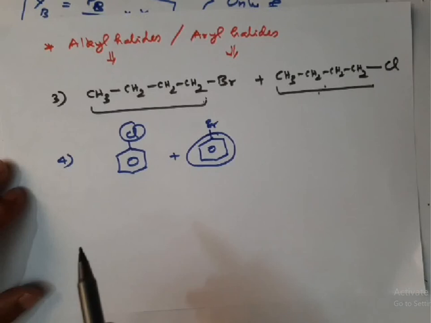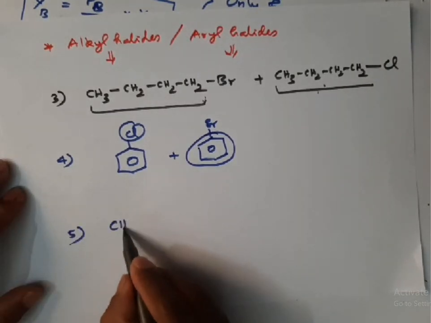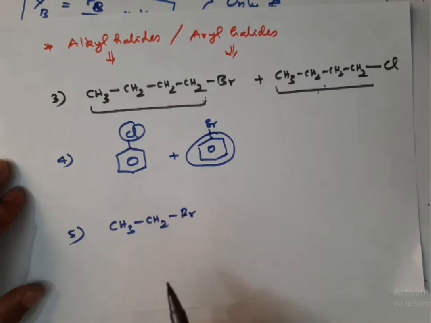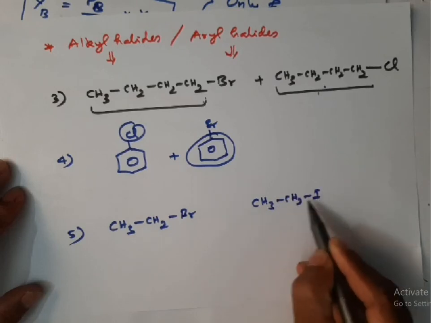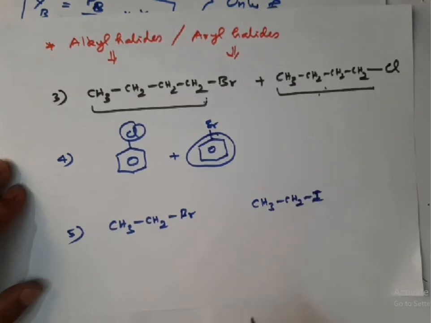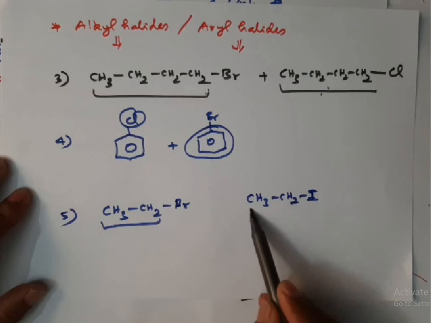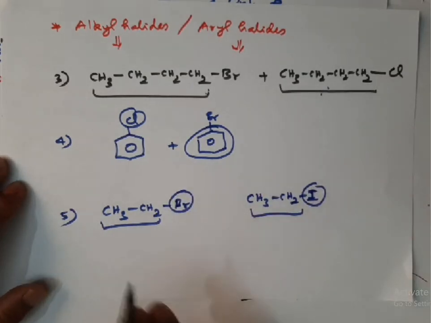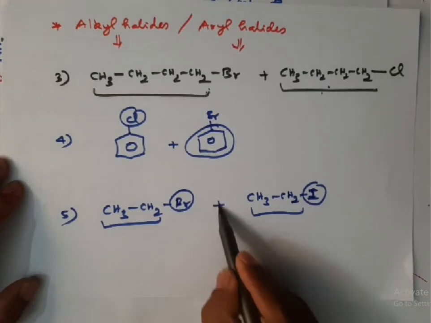Similarly, I'll give one more example here. See this? This compound is called ethyl bromide. It's a liquid. Ethyl iodide is also a liquid. If I mix these two, what will I get? See, I have the same ethyl group, the same ethyl group. Bromine and iodine are adjacent halogen atoms. Therefore they also form an ideal solution.